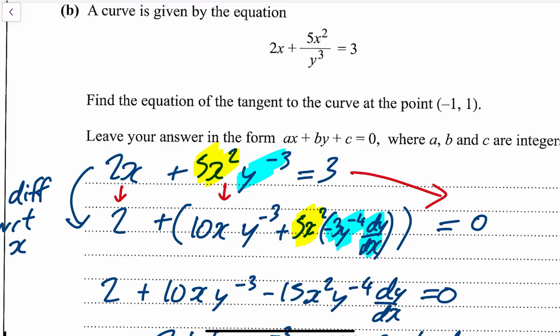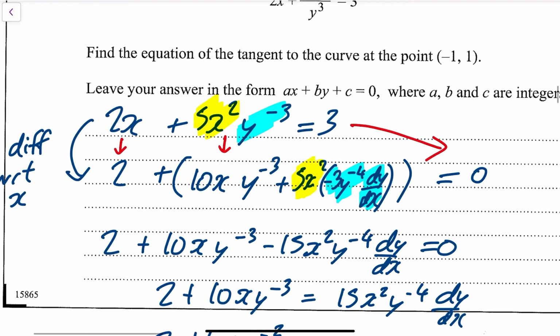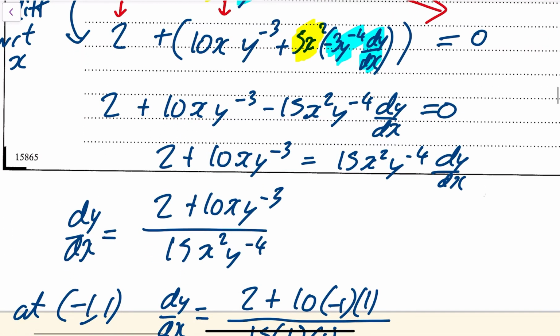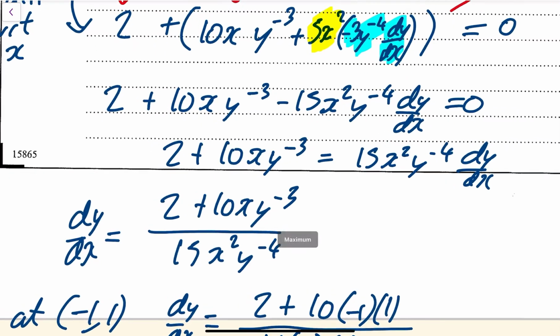That's an absolute mess. Tidy it up, multiply it out there, you can see you'll get 2 plus 10x y to minus 3 minus 15x squared y to minus 4 dy by dx equals 0. And then I've just fired the minus 15x squared y to minus 4 dy by dx across the other side to make it positive. And then just divided back across by the 15x squared y to minus 4. So that's what my dy by dx is.